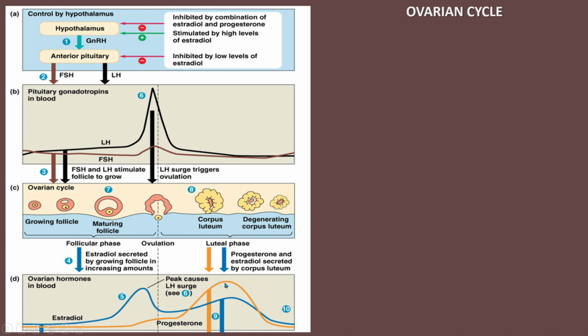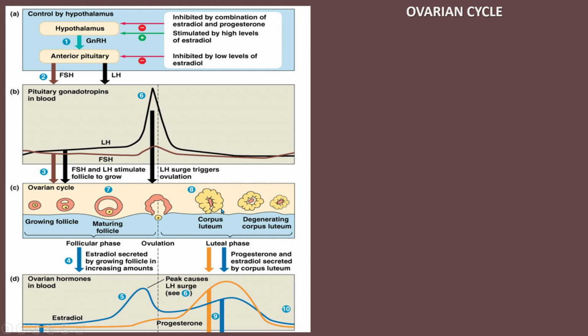At this phase, a high level of progesterone and estrogen will give negative feedback to the hypothalamus and anterior pituitary gland, where the high level of progesterone and estrogen during the luteal phase will inhibit the hypothalamus from secreting GnRH and inhibit the anterior pituitary gland from secreting FSH and LH. That's why during the luteal phase, the level of GnRH, FSH, and LH is always low. This is to ensure there will be no development of a new follicle during the luteal phase.